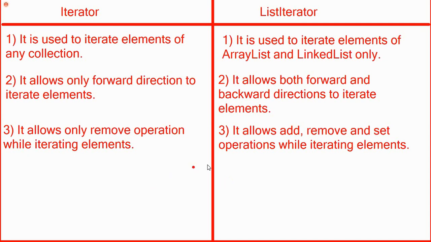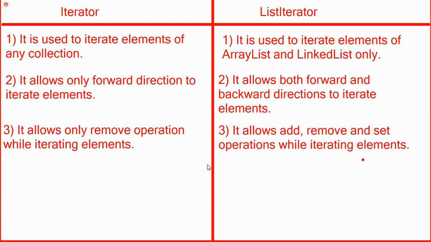So, three differences. Iterator you can use for any collection; list iterator only for array list and linked list. That is the first difference. Second difference: iterator has only forward direction, but here both forward and backward. Here only remove operation is possible while iterating. Here one more element you can add, an element can be removed, and modifying is also possible.